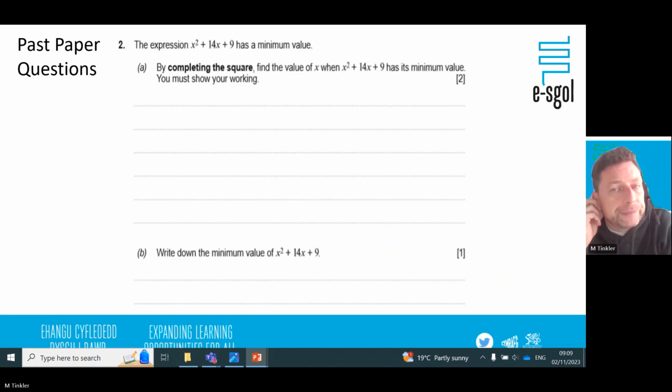Next one now. This adds a little bit more this time. So I'll let you have a read, see if you can spot what's different. Find the value of x when it has its minimum value. So by completing the square, find the value of x when x squared plus 14x plus 9 has its minimum value. You must show your working. There are calculators that will do it all for you, and that's why exam questions regularly say you must show your working. So see what you can do. I have mentioned this on slide 3, but I'll go through this in a minute and it will help you with the next.